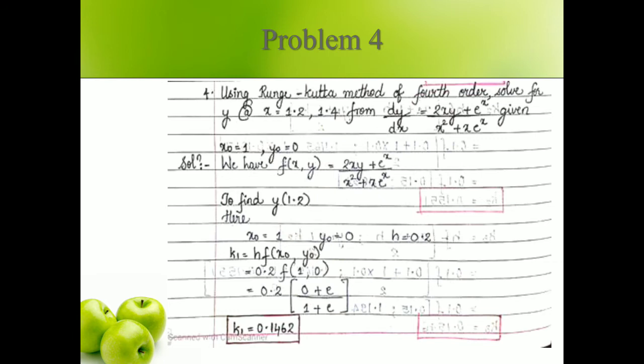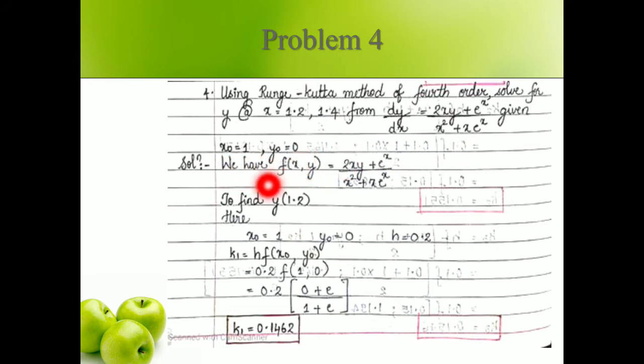We'll go to the fourth problem. The fourth problem goes like this. Using the Runge-Kutta method of fourth order, solve for y at x equal to 1.2 and 1.4 from dy by dx equal to 2xy plus e to the power x divided by x square plus x into e to the power x, given x naught as 1 and y naught as 0.